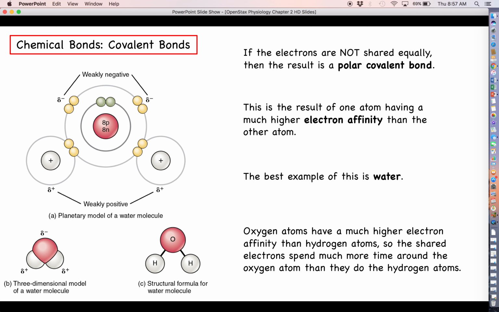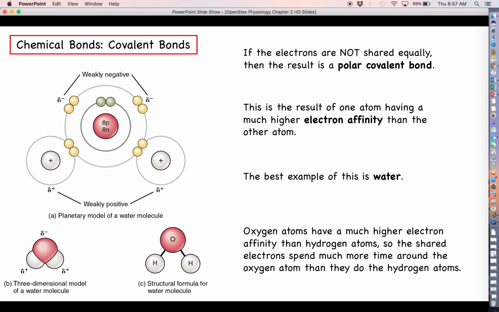So the way to know when sharing is not going to happen equally is you have to consider for each atom involved something about it called its electron affinity, or sometimes called electronegativity. So electron affinity refers to, for an atom, how much does it really want electrons? So if we consider, say, sodium and chlorine, sodium would have a very low electron affinity because it doesn't want to gain electrons. It doesn't want the electrons. It wants to get rid of its electrons. So it definitely does not have much of an electron affinity.